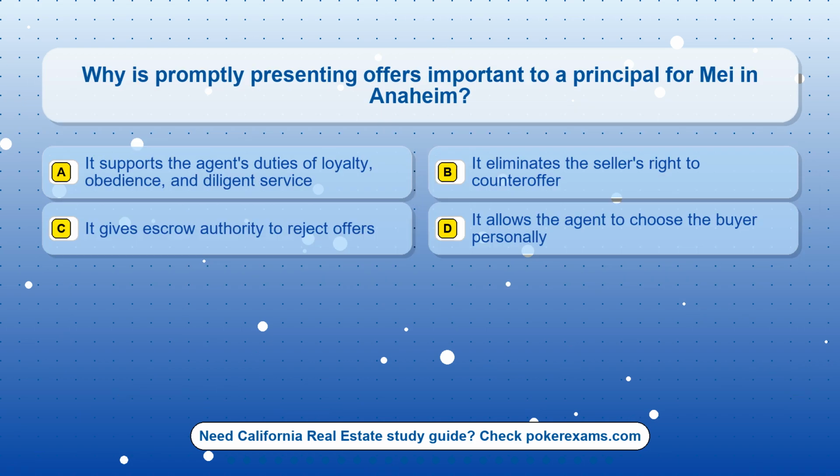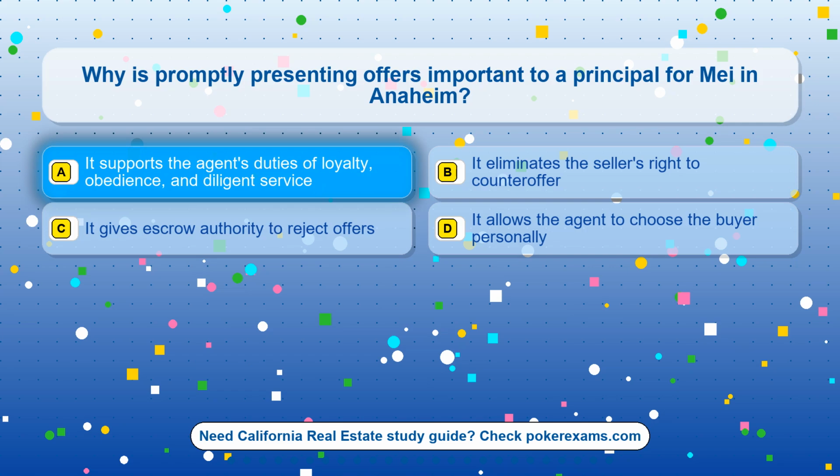Question 18. Why is promptly presenting offers important to a principal for May in Anaheim? Option A, it supports the agent's duties of loyalty, obedience, and diligent service. Option B, it eliminates the seller's right to counteroffer. Option C, it gives escrow authority to reject offers. Option D, it allows the agent to choose the buyer personally.